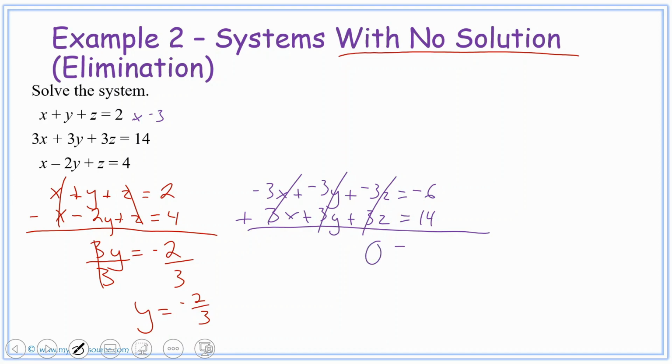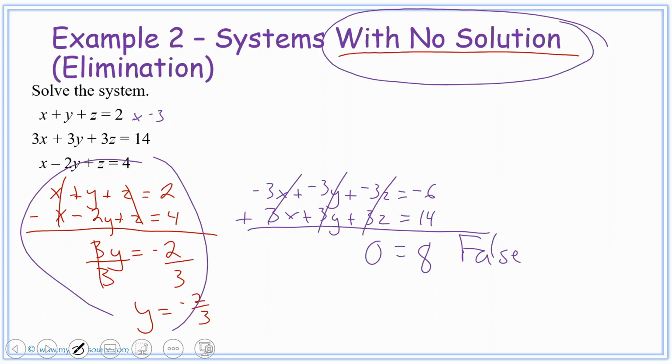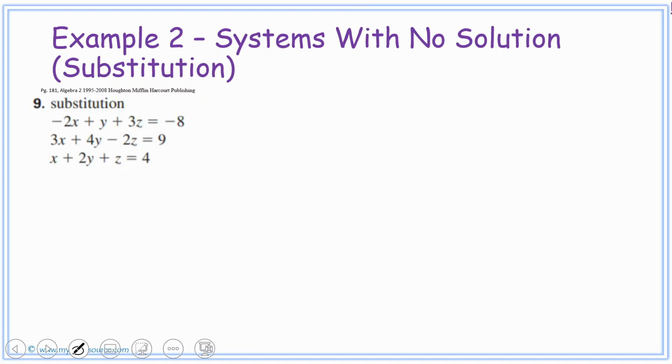And so we're going to end up with 0 equals -6 plus 14. That's going to give us 0 equals 8. And that is a false statement. So actually, if we would have just started with the first and second one, we wouldn't have to worry about this one at all. But because that's a false statement, it means it has no solution because that second one failed.